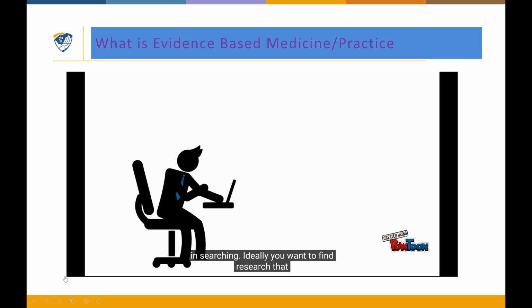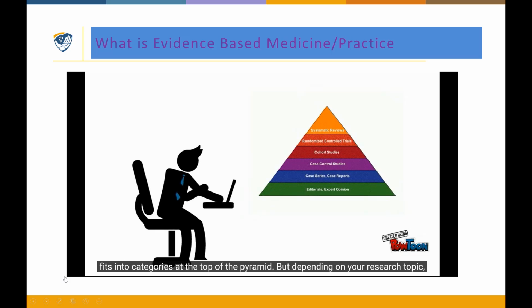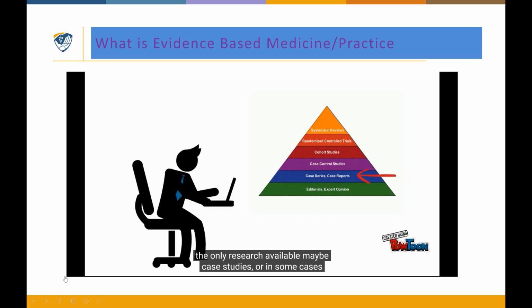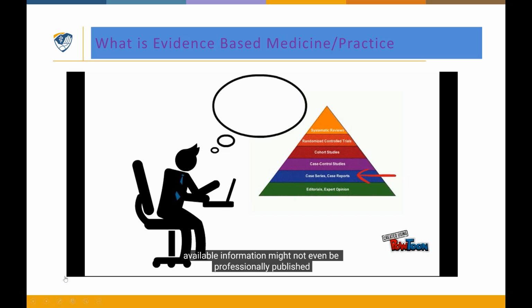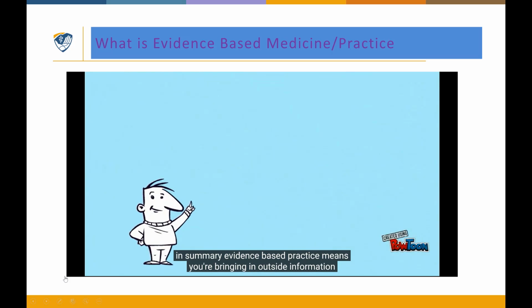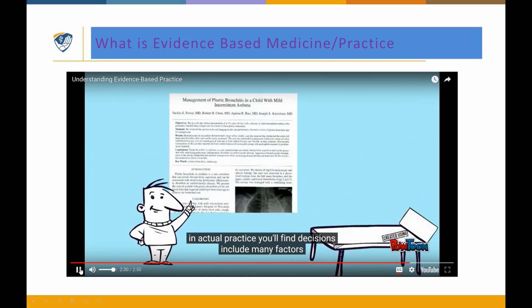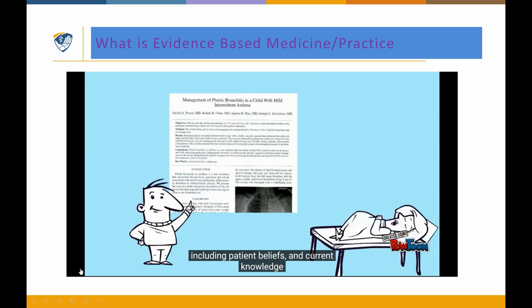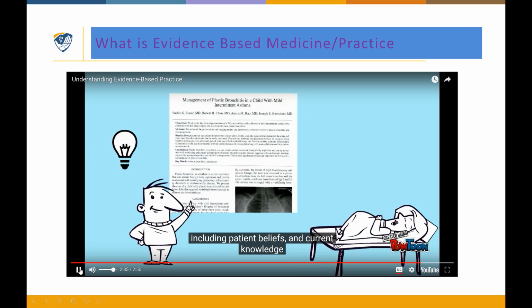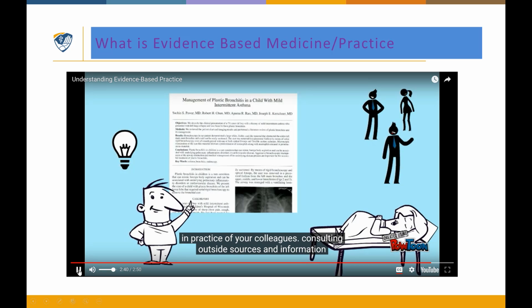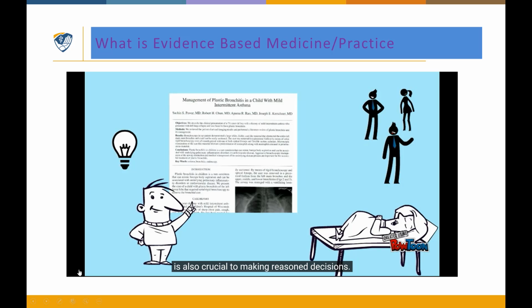Ideally, you want to find research that fits into categories at the top of the pyramid, but depending on your research topic, the only research available may be case studies, or in some cases, available information might not even be professionally published. In summary, evidence-based practice means you are bringing in outside information to guide decision-making. In actual practice, you'll find decisions include many factors, including patient beliefs and current knowledge, and practice among your colleagues. But consulting outside sources of information is also crucial to making reasoned decisions.